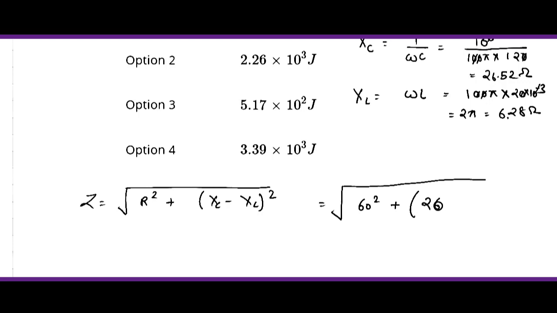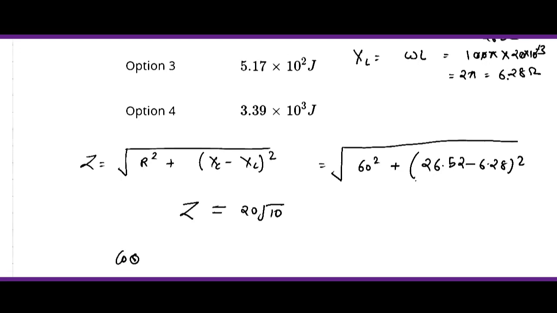XL minus XC, whole square. So after solving, if you see, it is nearly equal to 20, right? So it will be equal to root 10. As you got this, you can get the cos phi value, the power factor. It will be equal to R by Z, that is 60 by this. So it will be 3 root 10.